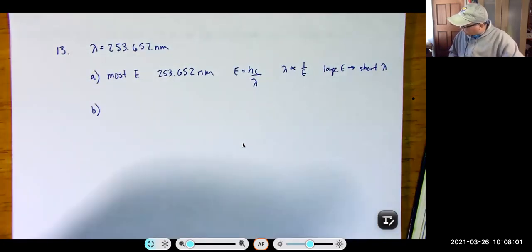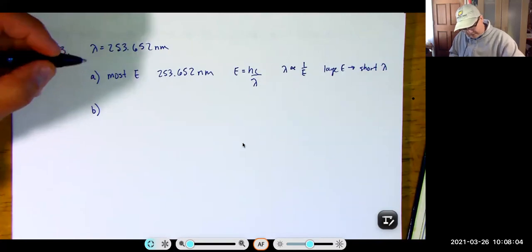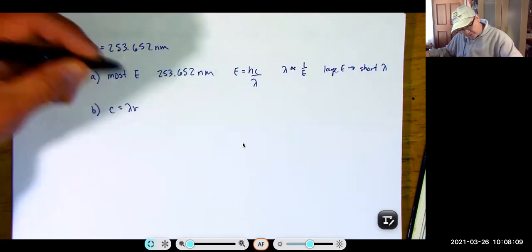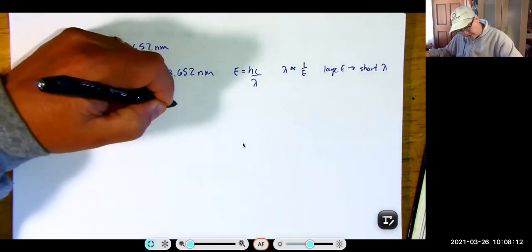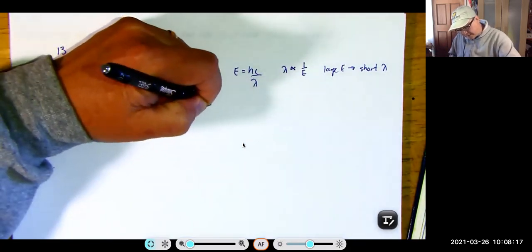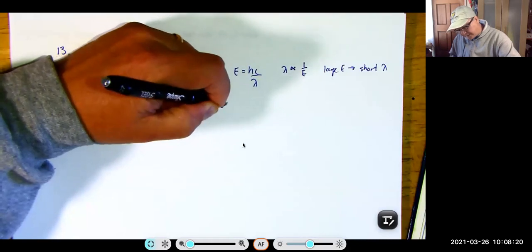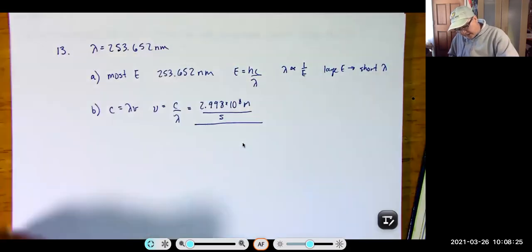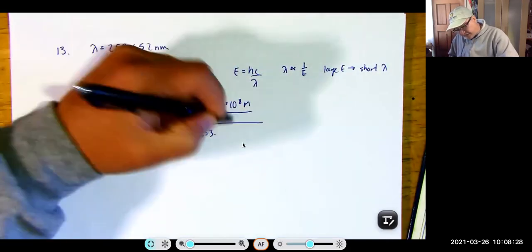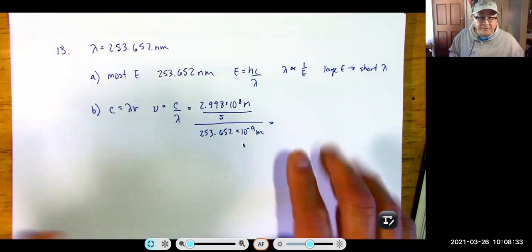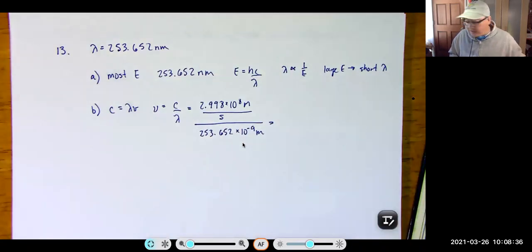And here we want the frequency of the most prominent line. So I'm going to use c equals lambda nu, which means that nu is equal to c over lambda. And so I'm going to write in 2.998 times 10 to the 8th meters per second for c, and for lambda 253.652 times 10 to the minus 9 meters. I'm not going to monkey around with the nano. I'm just going to substitute 10 to the minus 9 for nano right away, because that's what nano really means.